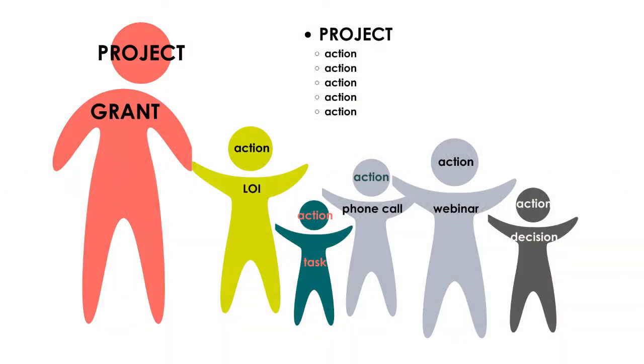Unfortunately, there's not a whole lot of consistency in the grant-seeking world on a lot of terms. So for Grant Holster users, we'd really want to define and be consistent with these terms. When we talk about a project, that is usually the large item that you're working on, the grant proposal, the big annual report, whatever it is that you're tracking in Grant Holster. The actions underneath that project are the smaller steps that you need to take to accomplish that larger project. These would be actions like an LOI, a task, a phone call, a webinar, a meeting, a decision. The project is like a parent, and the actions are like the children.